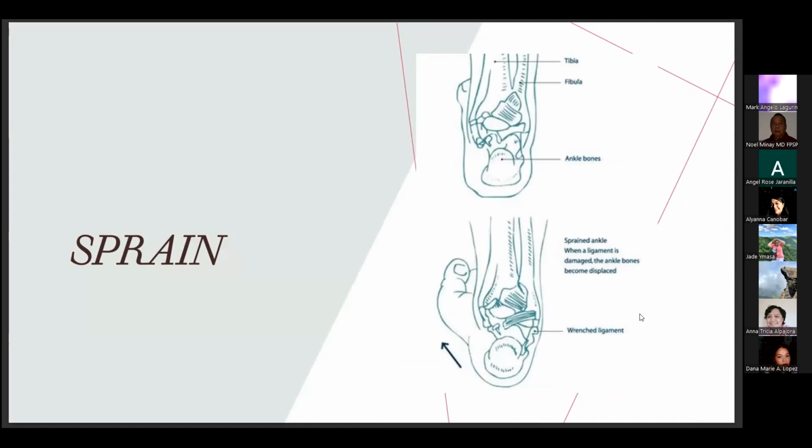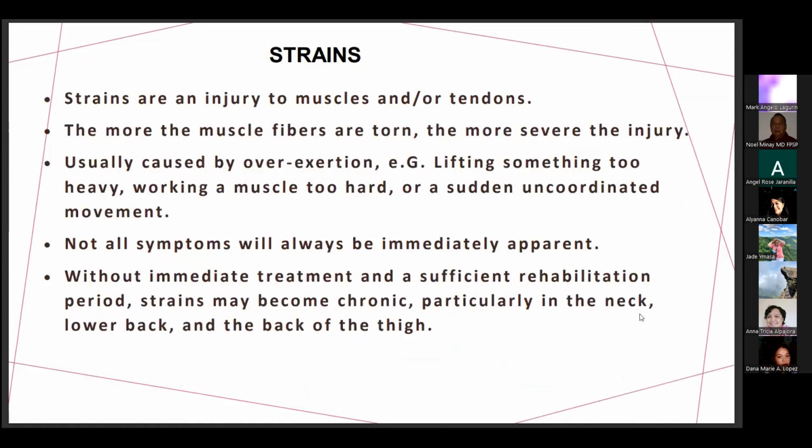Next is strain. Strains are injuries to muscle or tendons. The more the muscle fibers are torn, the more severe the injury. Usually caused by overexertion, lifting something too heavy, working a muscle too hard, or sudden uncoordinated movement. Not all symptoms will always be immediately apparent.